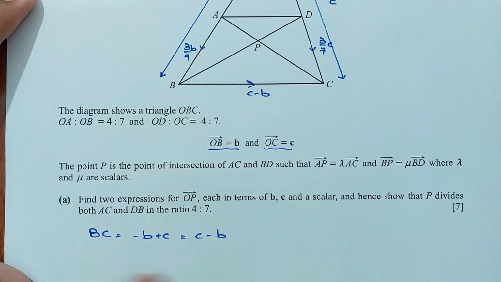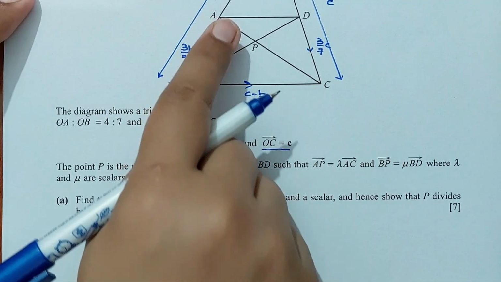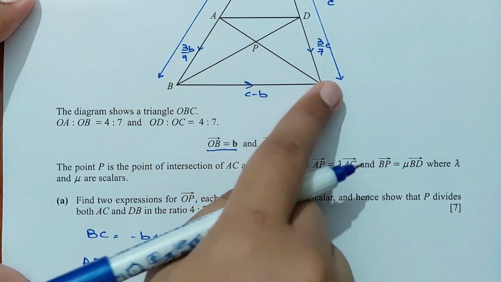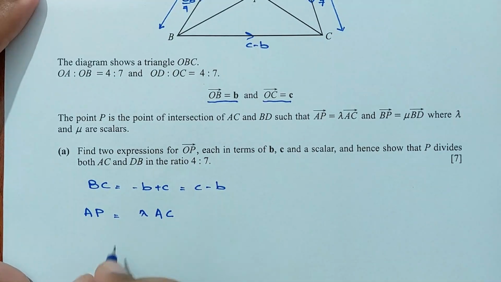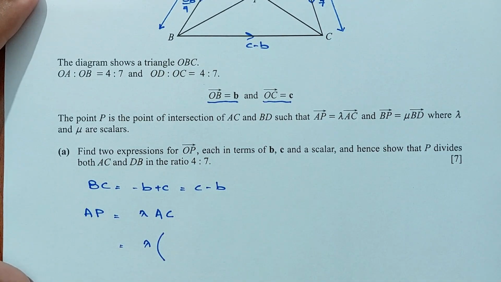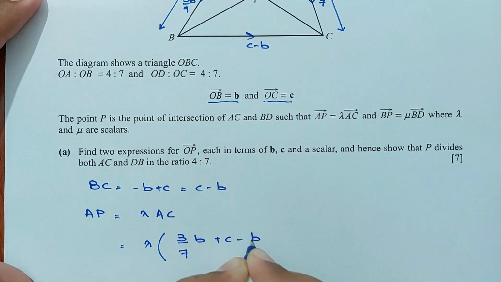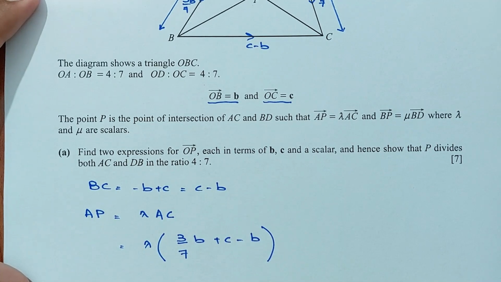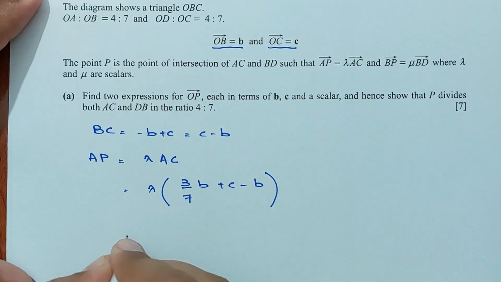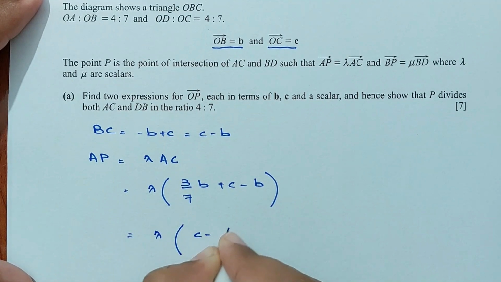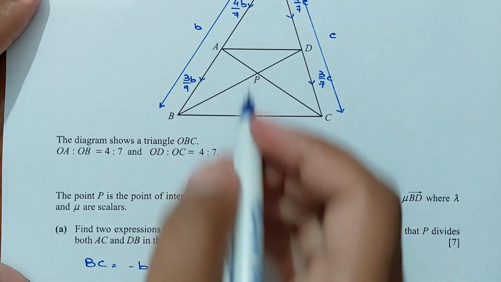Okay, now let me solve for AP. AP is lambda times of AC. AP is lambda times of A to C. A to C is AB and BC, this plus this. Lambda, this is 3/7 of B plus C minus B. 3/7 minus 1. Let me solve for the coefficient of B. 3 by 7 and minus 1 is minus 4 by 7. So this is lambda times C minus 4 by 7 of B. This is my AP. Okay, so we are done with AP.